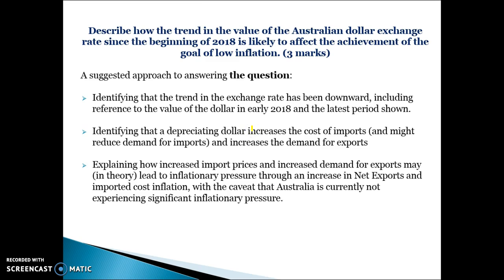If you get asked how this trend in the value of the Australian dollar is likely to impact the goal of inflation, the key things you want to do is identify the trend, so that it's been a downward trend, the dollar has been depreciating, and make reference to the values, so it's gone from around 80 to 70 US cents. Identify that a depreciating dollar increases the cost of imports, so talk about it from a supply perspective, and that can lead to increased costs of production for businesses, and that can increase inflationary pressures.